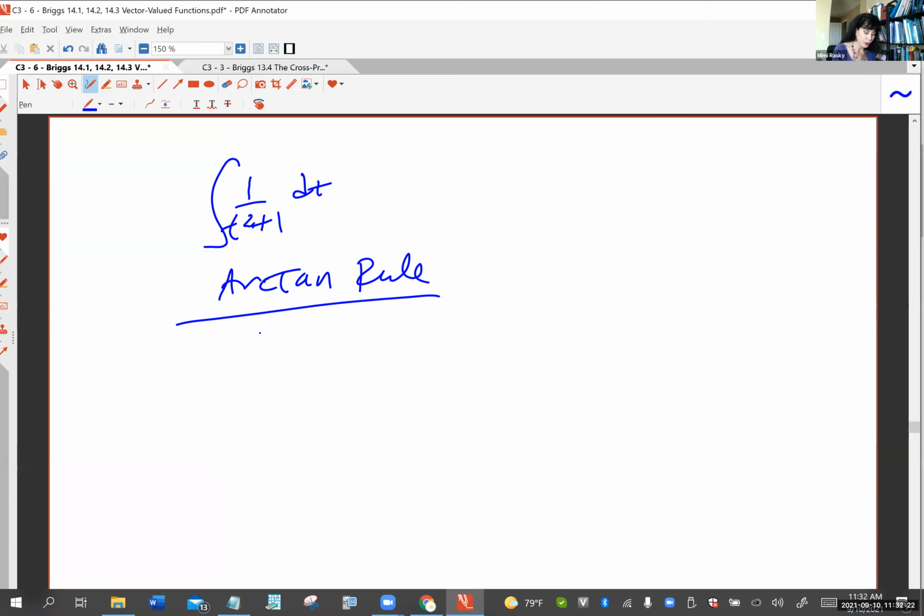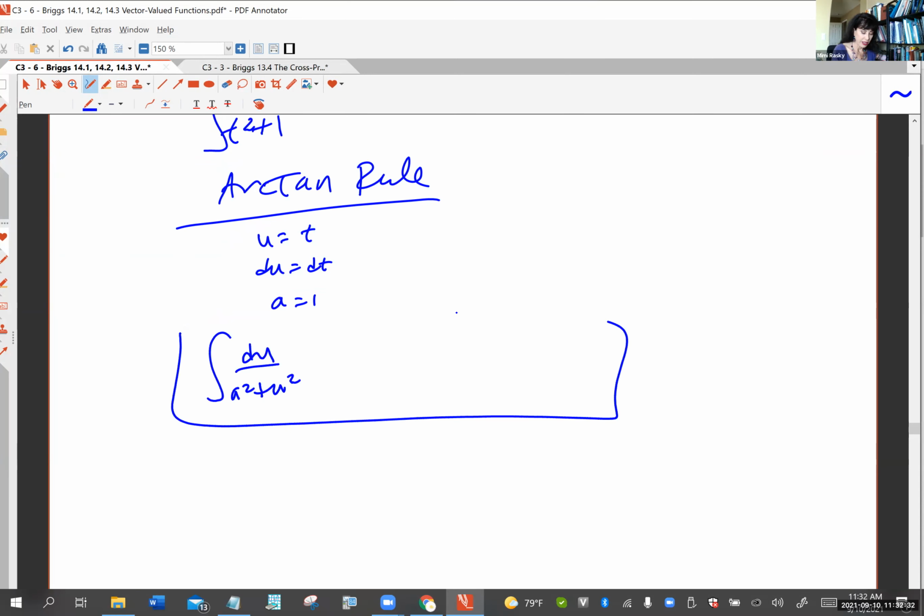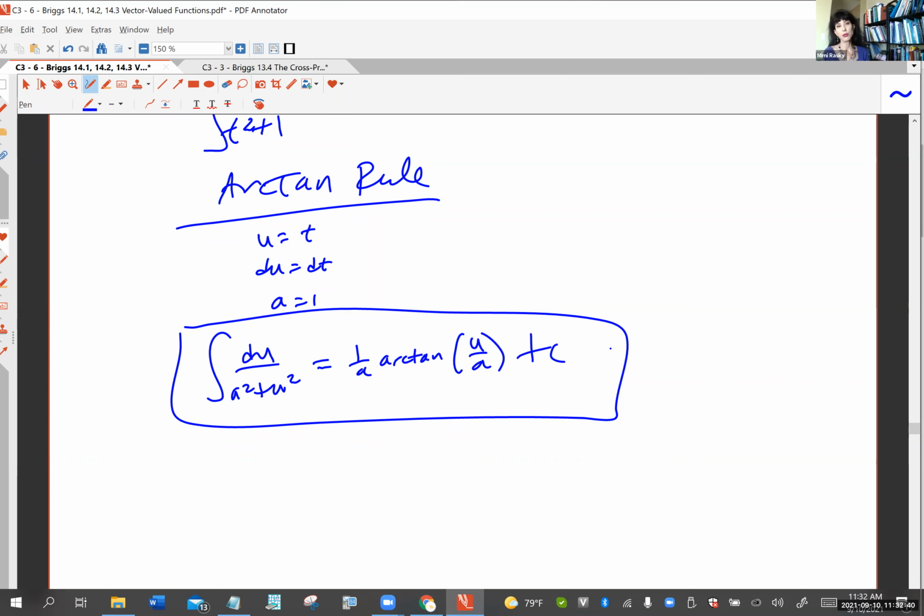So u is t, du is dt, and a is 1. So what am I saying? Here's the arctan rule: you can be assured that this is going to give you 1 over a arctan of u over a plus c. Hopefully you learned that in a Calc 2 class somewhere, somehow.